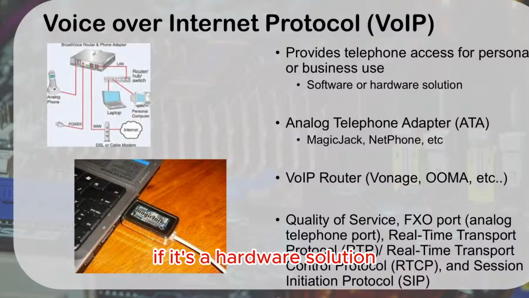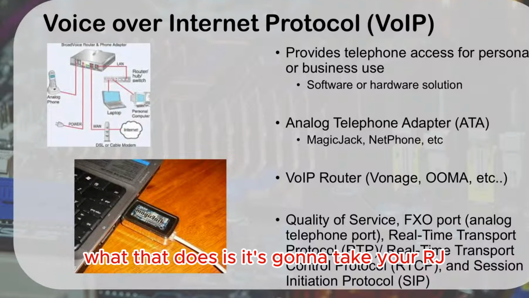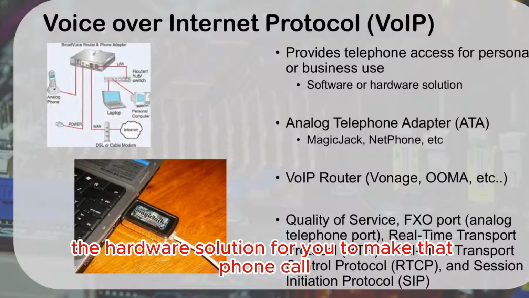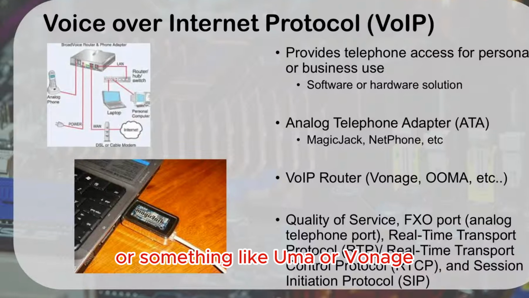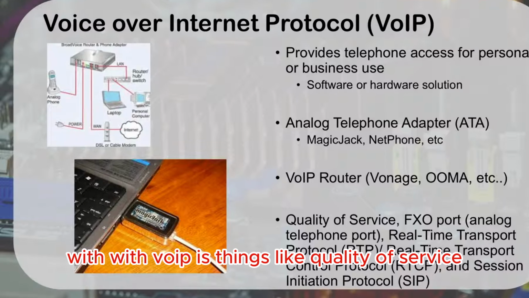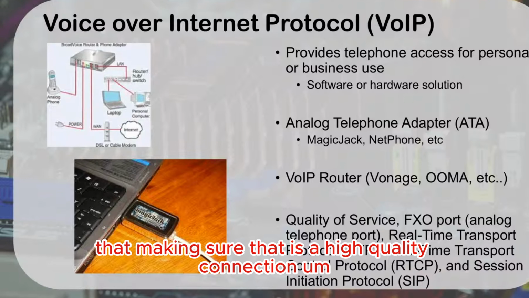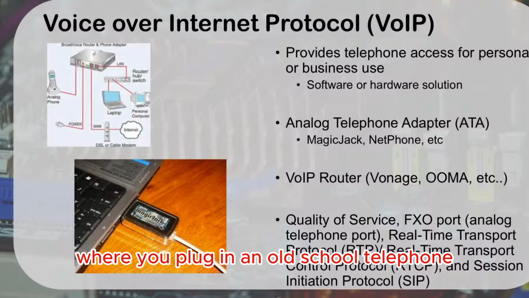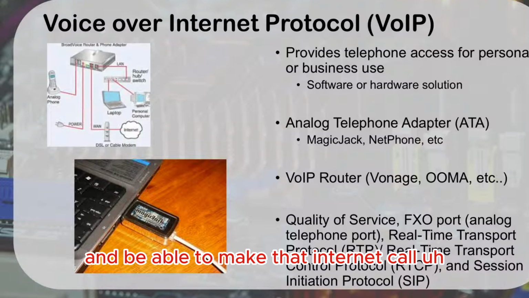If it's a hardware solution, it's going to use what's called an ATA, an analog telephone adapter. What that does is it takes your RJ11 phone cable and plugs it to your phone, and then creates the hardware solution for you to make that phone call. If you have a VoIP router, something like UMA or Vonage, that is the ATA as well. Different things that we deal with in VoIP are things like quality of service, to make sure that it is a high quality connection, and the FXO port for analog telephones, where you plug in an old school telephone and are able to make that internet call.